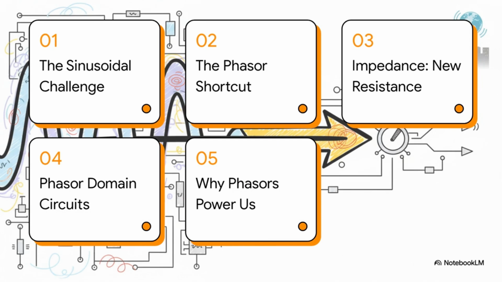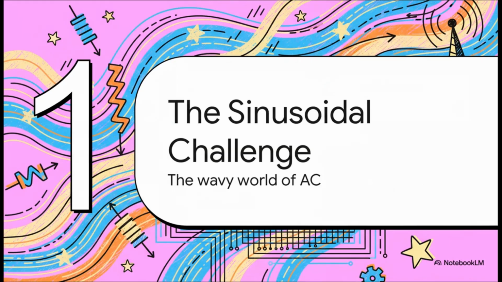So here's how we're going to break this down. First, we'll look at the big challenge, the problem that needed solving. Then we'll meet our hero, the phasor, and its, let's call it a sidekick, impedance. We'll see how they work together, and then we'll wrap up with why this old-school trick is still so important today.